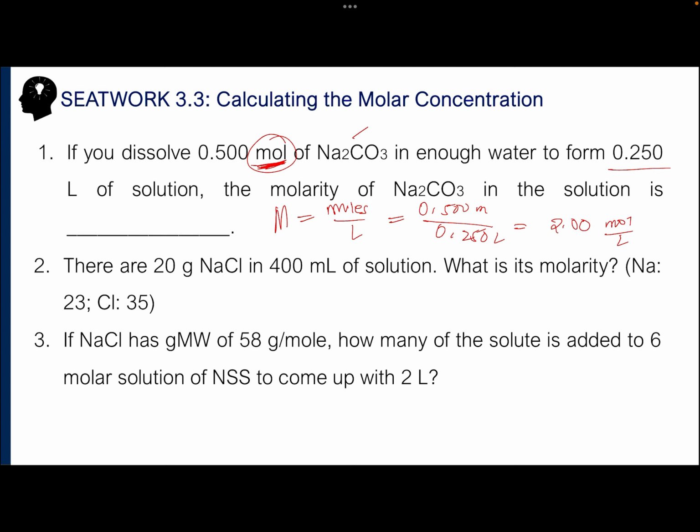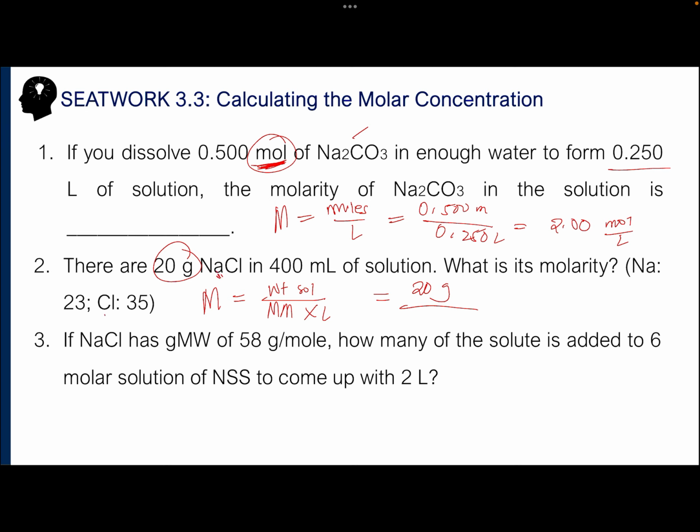And then for number 2, there are 20 grams of NaCl in 40 ml of solution. What is the molarity? So again, use the formula M is equals weight of solute divide the molar mass times the volume of solution. So weight of solute, that is 20 gram, divide molar mass for this one.